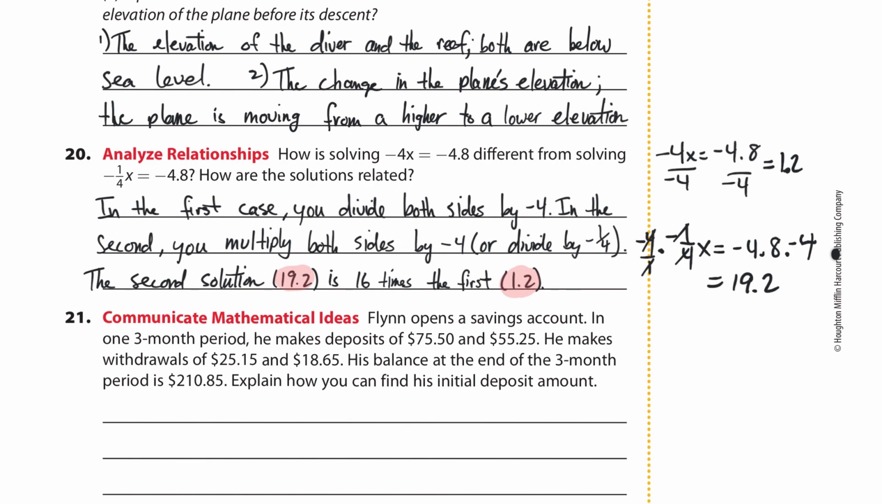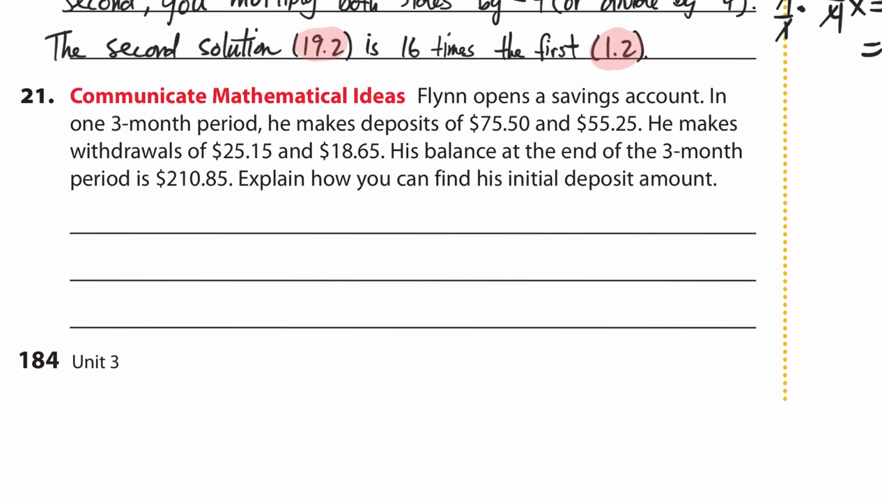Okay, our last question here. Flynn opens a savings account. In a 3-month period, he makes deposits of $75.50 and $55.25. He makes withdrawals of that much and that much. His balance at the end of the 3-month period is that. Explain how you could find his initial deposit amount.